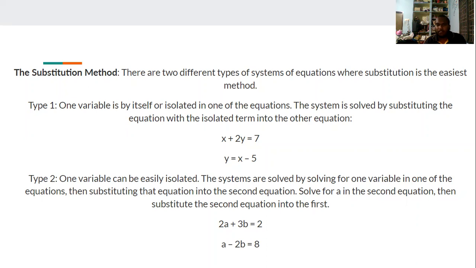The system is solved by solving for one variable in one of the equations; that equation is substituted into the second equation, solve for the variable in the second equation, then substitute back into the first. For example, 2a plus 3b is equal to 2, a minus 2b is equal to 8.